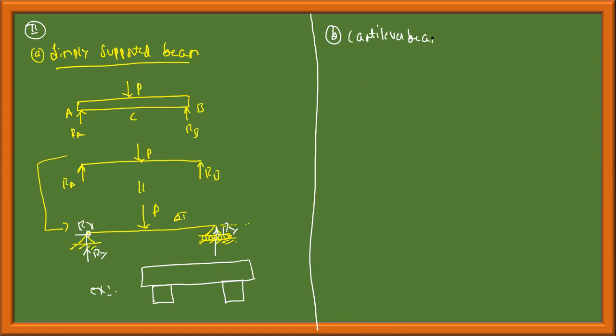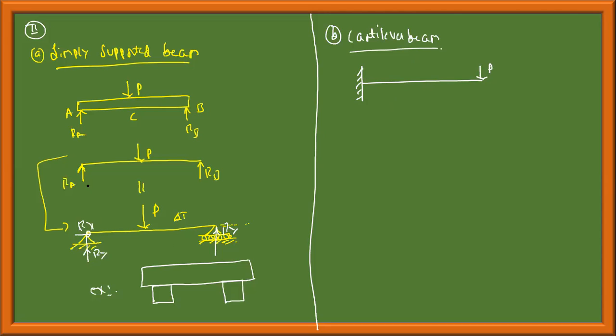cantilever beam. If one end is fixed, the other end is subjected to load. The other end, in the sense, can be anywhere along the length of the beam. If one end is fixed and the other end is subjected to a point load, we call it a cantilever beam. So what happens in a cantilever beam?